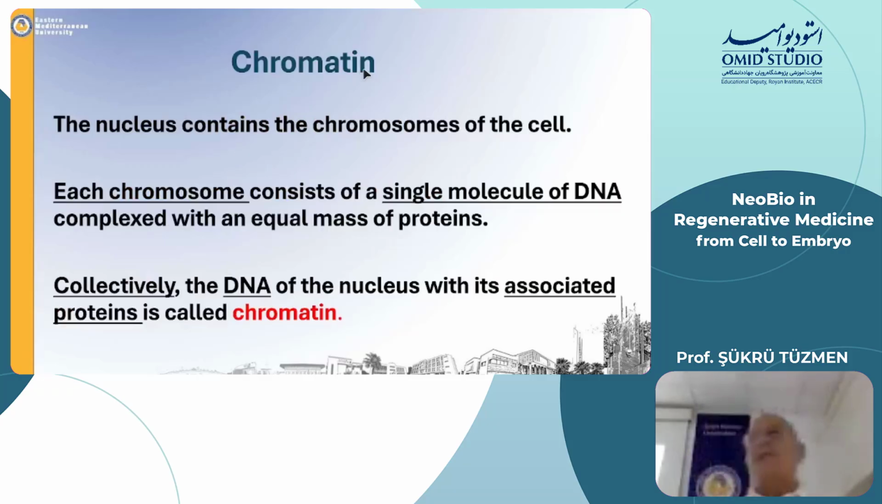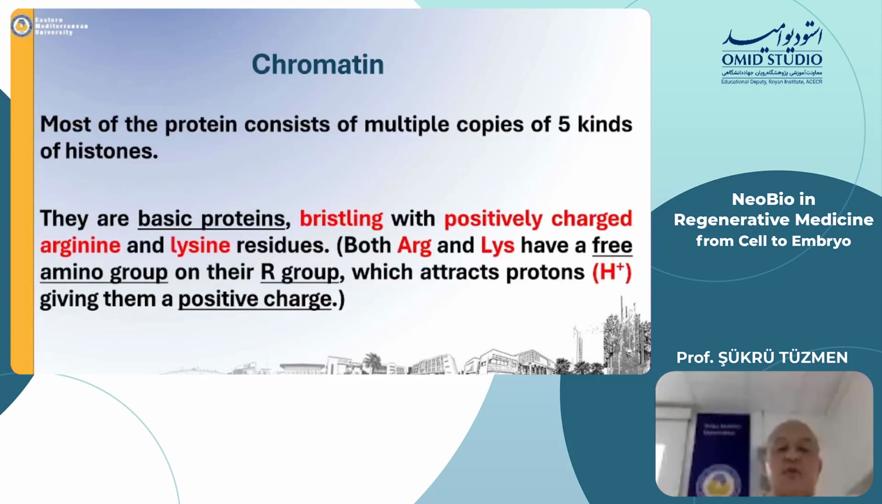We talked about chromatin as being the outcome of DNA plus proteins, right? And these proteins are the core histone proteins. Each chromosome consists of a single molecule of DNA complexed with an equal mass of proteins. Together, DNA and the associated proteins are given the name chromatin, as I was saying. There are some special features about the structure of the basic proteins, which are the histone proteins.